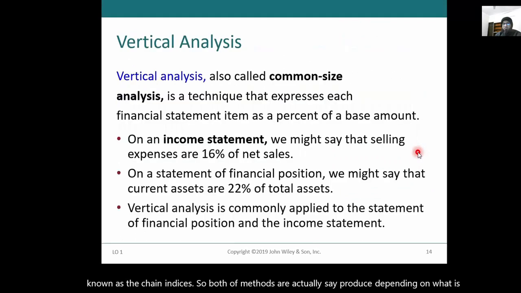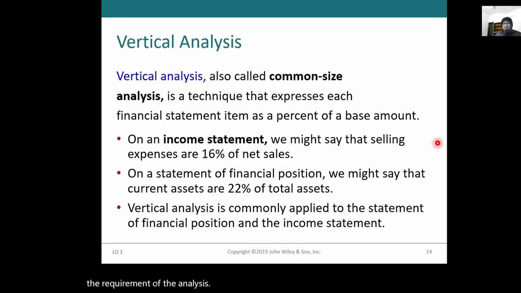So here is the solution of the do it part one. In the next video, we shall see the vertical analysis.